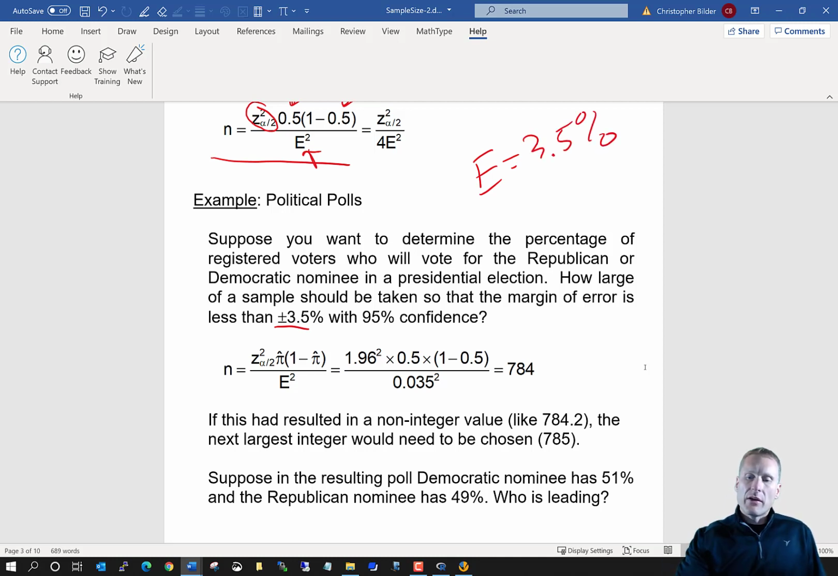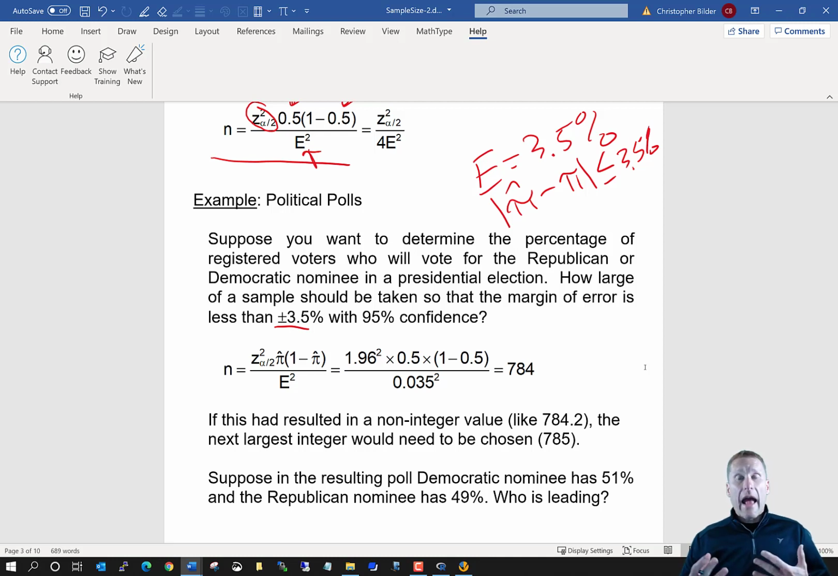3.5%. In other words, you want pi hat, which would be the observed proportion of people who will vote for, let's say, the Republican, to be within 3.5 percentage points of what the true value actually is in the entire population.